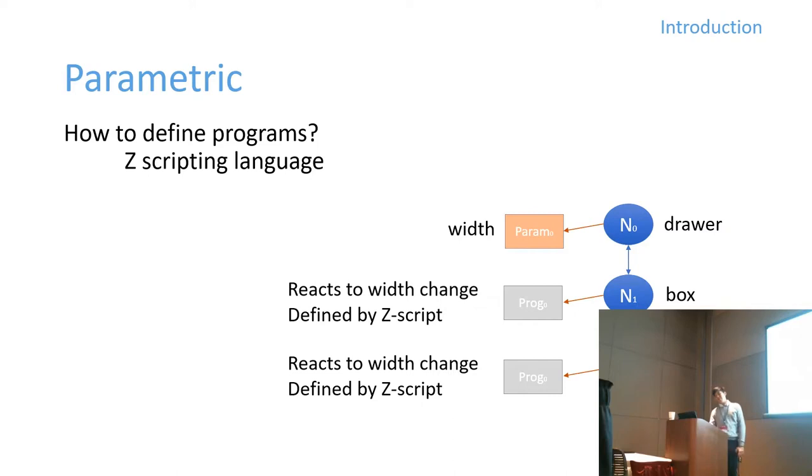So how do we define programs? It's a Z scripting language that was written by Yoran a year and a half ago, something like that. The reason why we didn't do it in CM, but used a separate scripting language, you must be wondering, is because it makes it easier for us to port this to other systems.